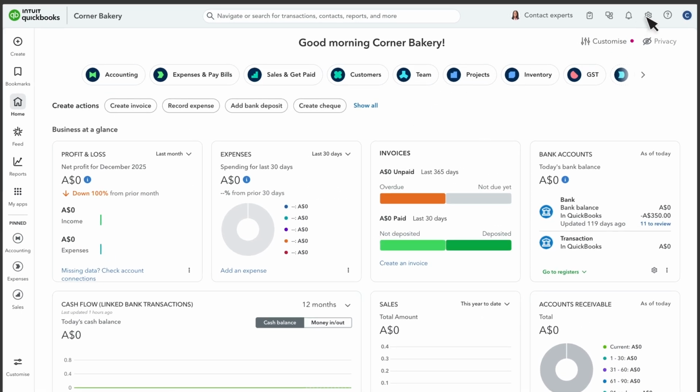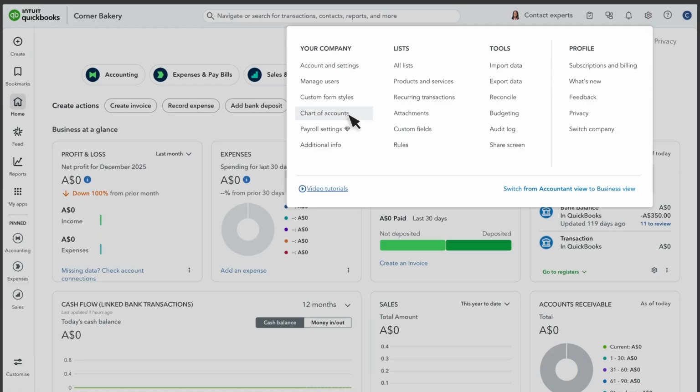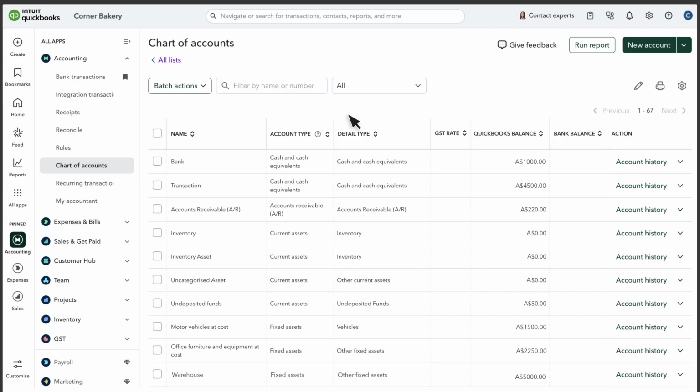To get to the chart of accounts, go to Settings, then select Chart of Accounts. Every transaction you record in QuickBooks affects at least two of these accounts. Usually, it's the bank or credit card account you spent or received money to, and then to an account that describes why. Let's look at an example.